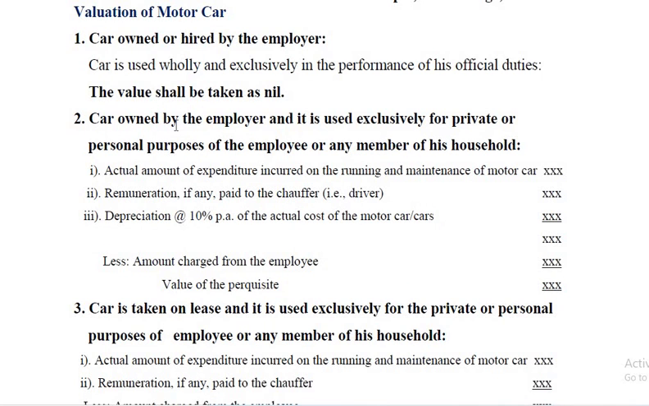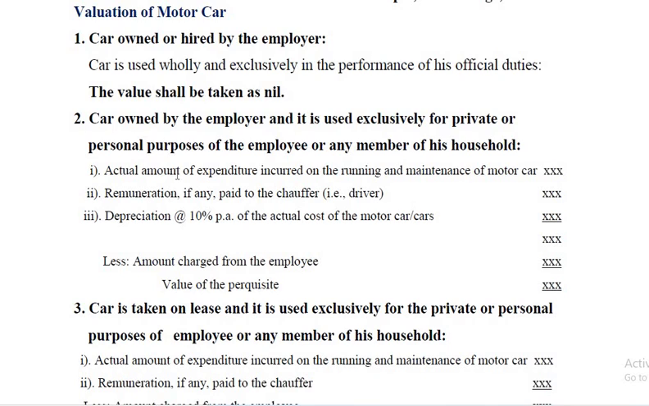Now the second situation: the car is owned by the employer but it is used exclusively for private or personal purpose of the employee or any member of his household. Second situation is the car is owned by the employer but it is used exclusively, totally, wholly for the private or personal purpose of the employee himself or any member of his household. Now how is it valued?